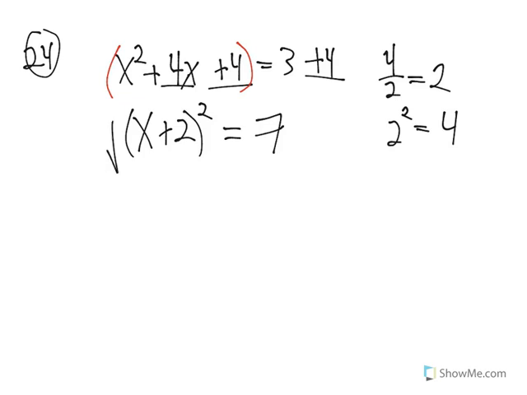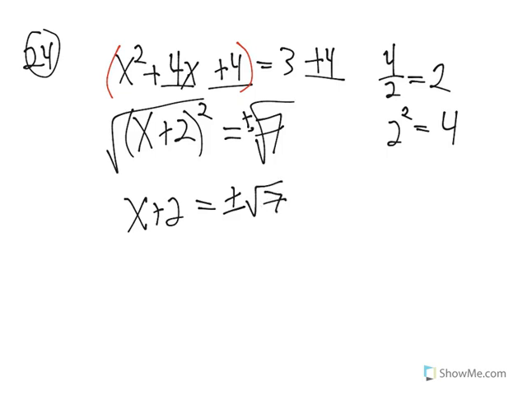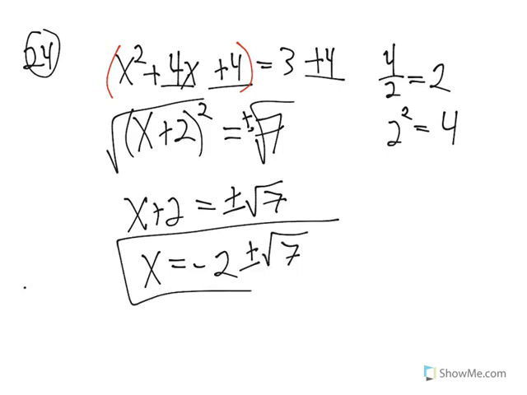Well, now that everything's squared, you can just take the square root of both sides. Don't forget your plus or minus. So x plus 2 equals plus or minus the square root of 7. And last step, subtract 2 from both sides to get negative 2 plus or minus the square root of 7. And there you go.